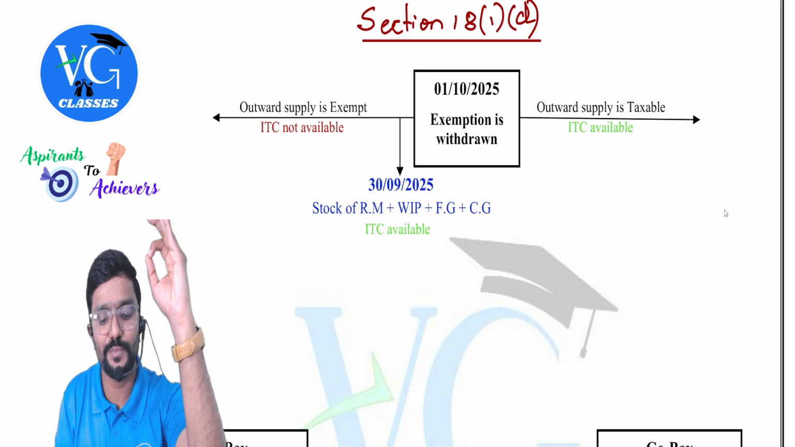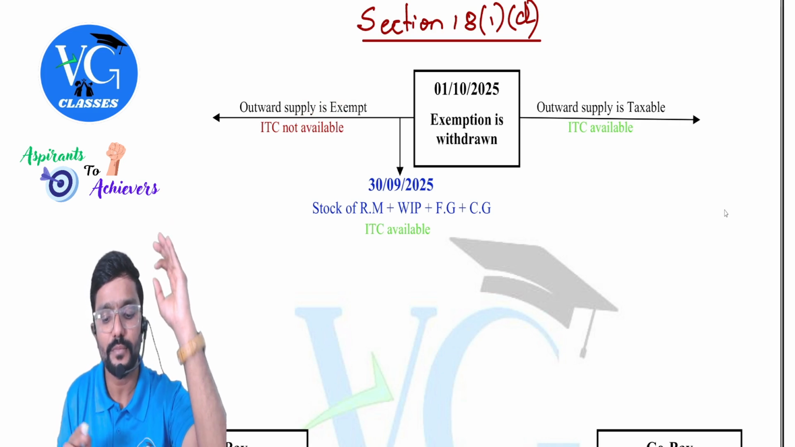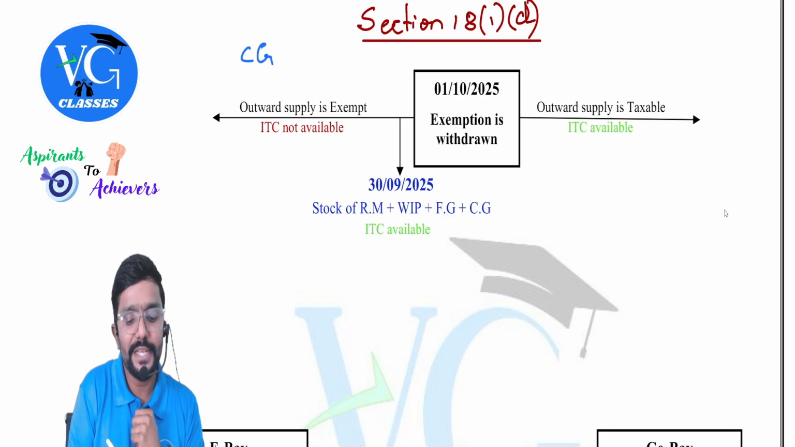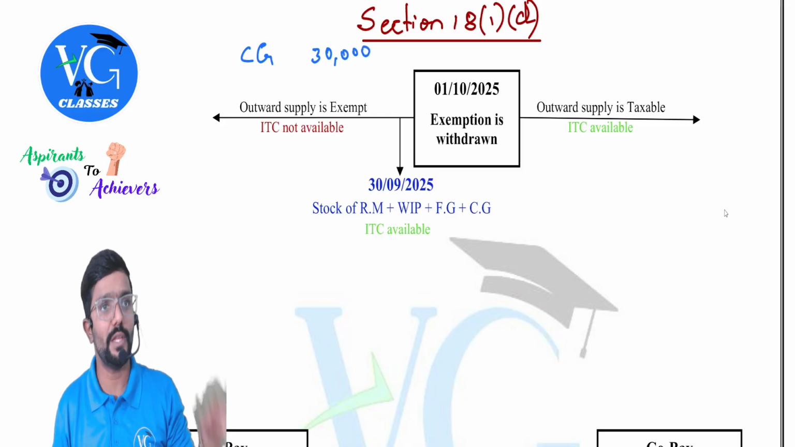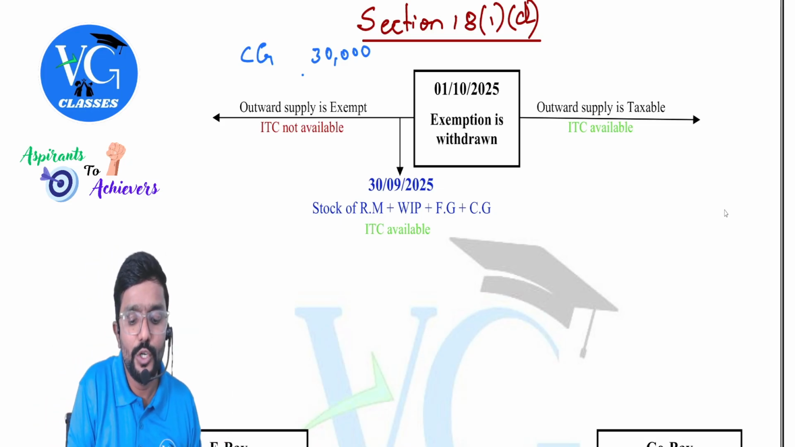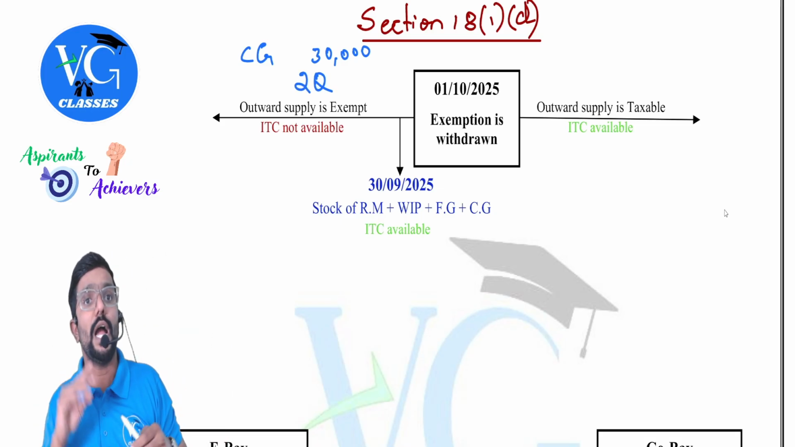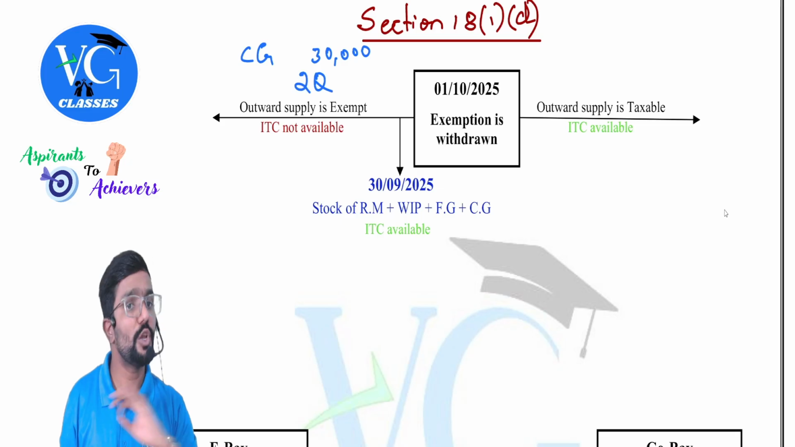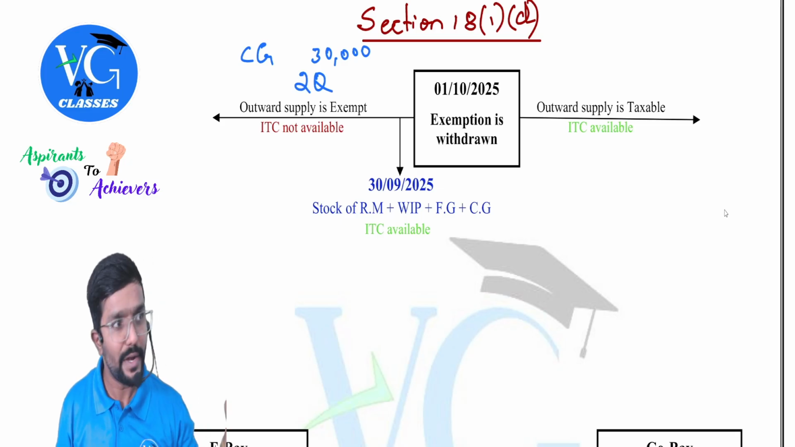Guys, please pay attention. This is important. Assume I purchased capital goods here. I paid GST on that, 30,000. Before 1st October, I have already used it for 2 quarters. How much credit they will give is not the full 30,000.